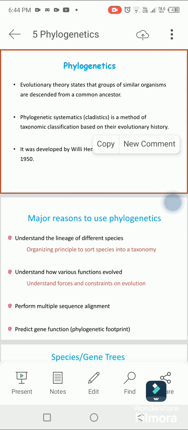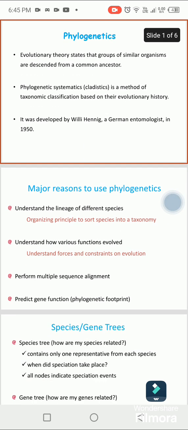Phylogenetics. Evolutionary theory states that groups of similar organisms are descended from a common ancestor. Phylogenetic systematics, or cladistics, is a method of taxonomic classification based on evolutionary history. It was developed by Willi Hennig, a German entomologist, in 1950.